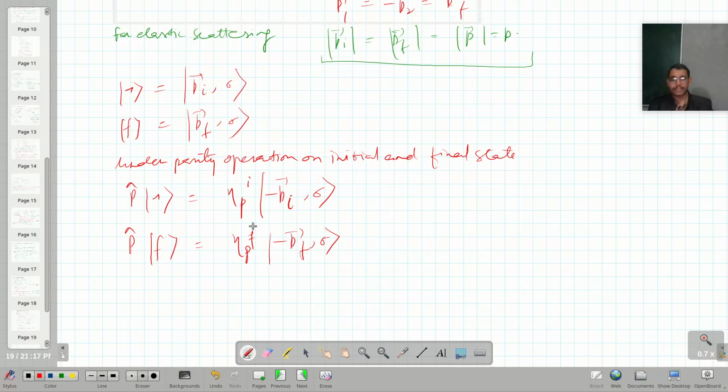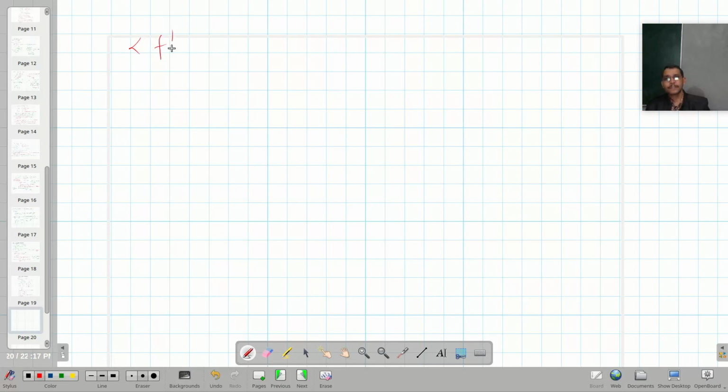Now let us define the transition matrix, because transition matrix is related to scattering matrix. Transition matrix is basically equivalent to scattering matrix, as we have studied in the early lectures or in the beginning of this course. So let us define now the transition matrix. So transition matrix can be written as pf sigma t pi sigma.